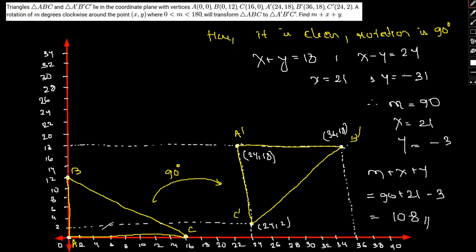So hopefully this is clear. The question can be easily solved by just plotting the graph, so that we can have a better idea. Hopefully you understood how we went about solving this particular question. It is minus 3.